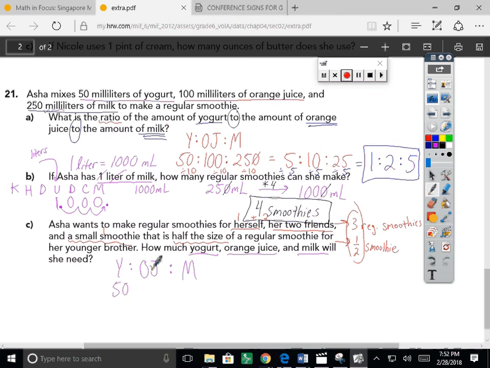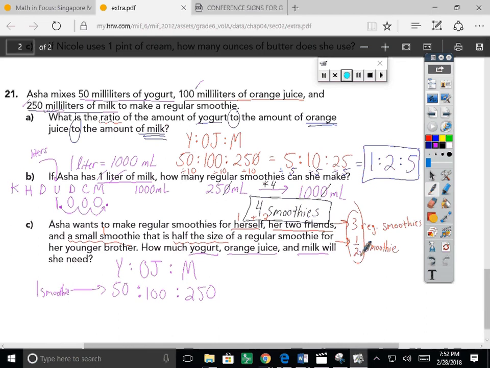We need 50 milliliters for just 1 smoothie. How much orange juice? Oh, I see it right here. 100 milliliters of orange juice. And how much milk? Oh, right over here. 250 milliliters of milk. Think about this. How many smoothies is this representing? These ingredients are just 1 smoothie. Do you remember that she wants to make 3 and a half of them?